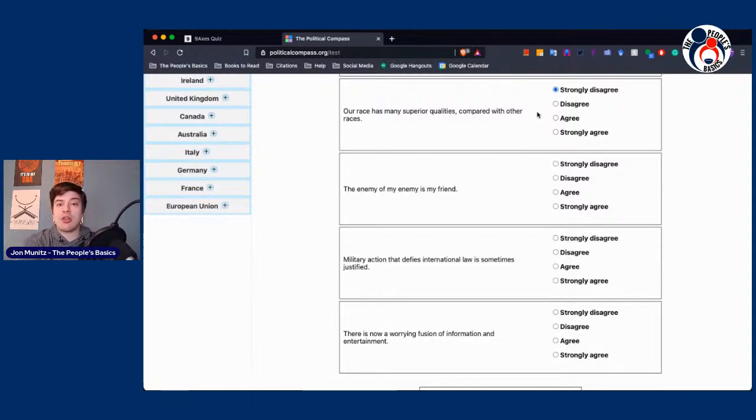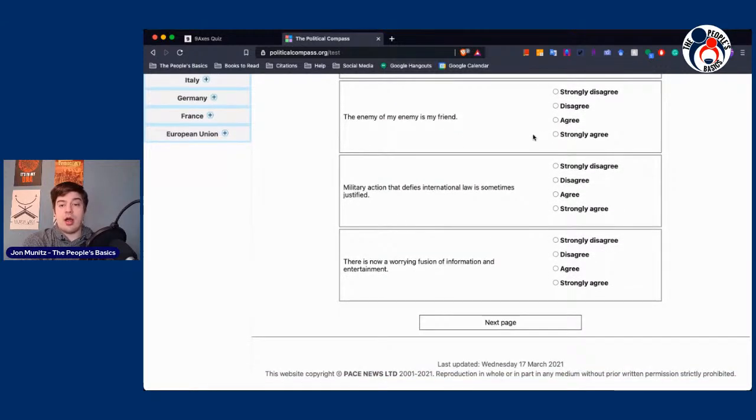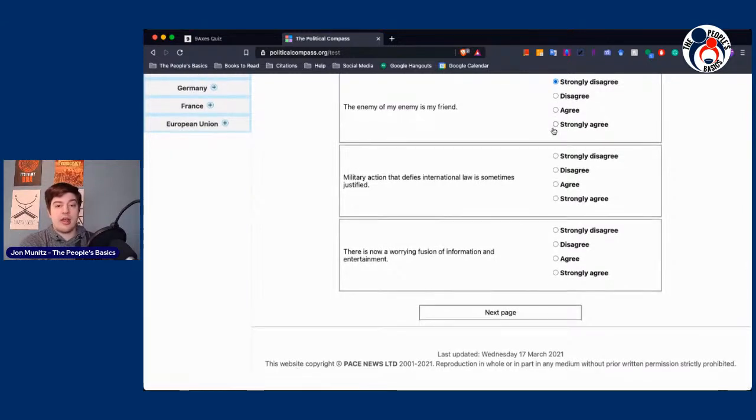We are not in an equal system, but we all have the innate capability of being equal, regardless of the color of our skin. Next, the enemy of my enemy is my friend. This is a complicated thing. It kind of depends on degrees. Like we can share an alliance in trying to take down this other enemy, but I don't think that makes you my friend. We need to be friends because we have respect for each other, not disrespect for another. So I'm going to strongly disagree with that.